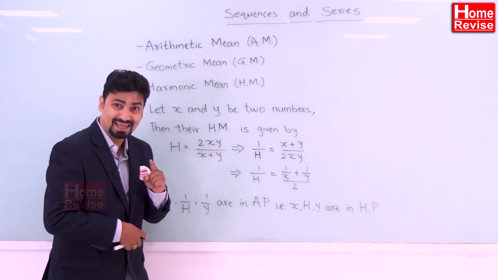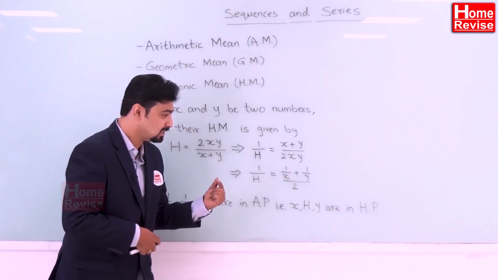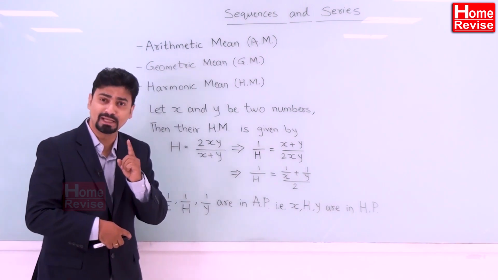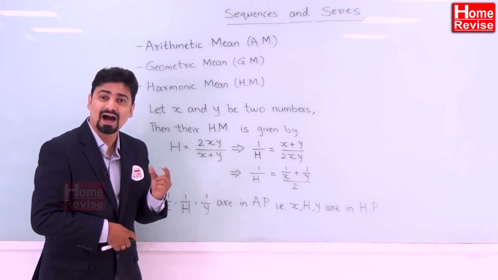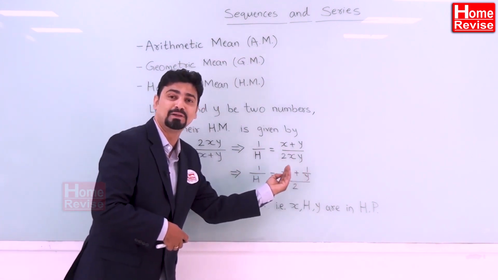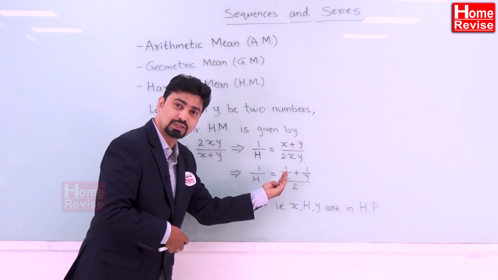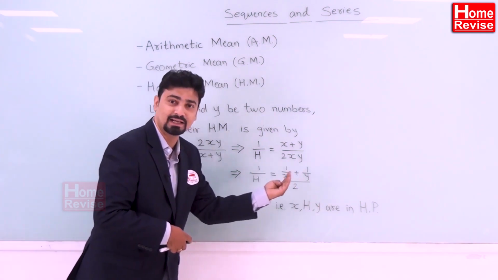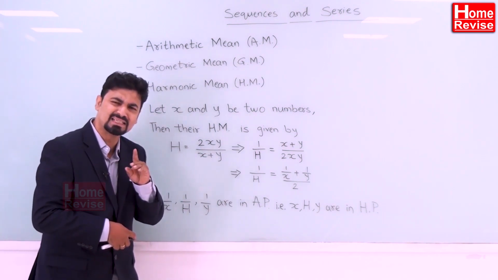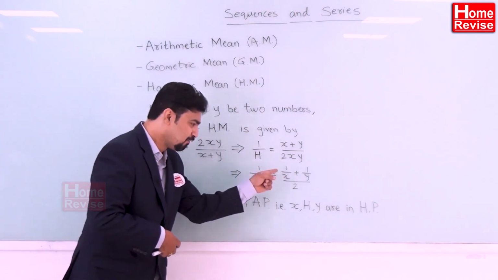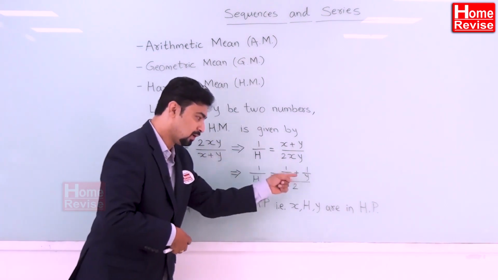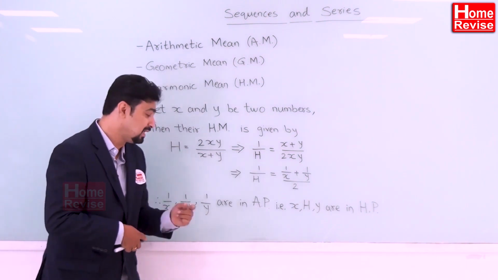Correct? So I can say that 1 upon x, 1 upon h and 1 upon y are in AP, because in arithmetic mean we had learned that arithmetic mean A is equal to first term plus second term divided by 2. Then first term, arithmetic mean and second term are in AP. Here also the arrangement is exactly similar to it. So I can say that first term, that is 1 by x, second term, that is 1 by h, third term, that is 1 by y, will be in AP.